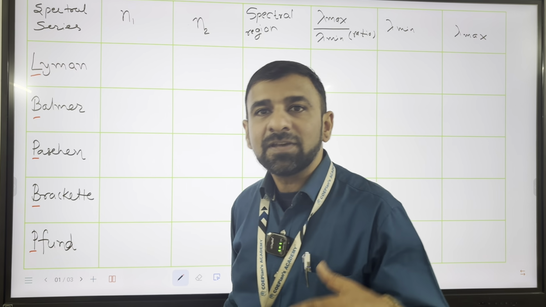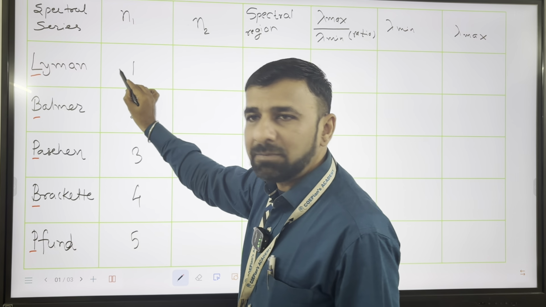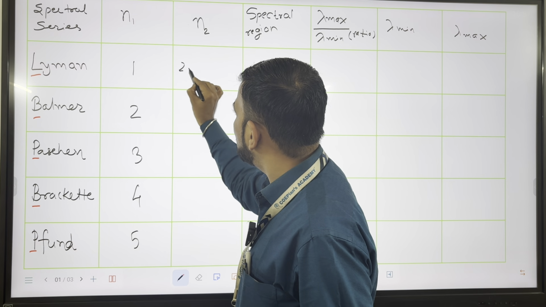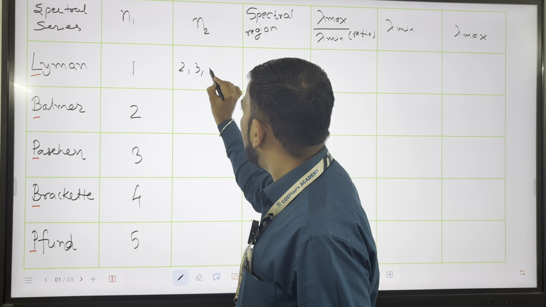Then for N1, for the Lyman series, the first line is obtained when it is jumping to 1. What is important to us is N1. From this N1, where the jump is occurring will decide the nature or type of the series. Spectral series 1, this is 2, this is 3, this is 4 and this is 5. For N2, for the Lyman series, any energy level higher than 1 will be an excited state. So guess what these are? 2, 3 and so on up to infinity.